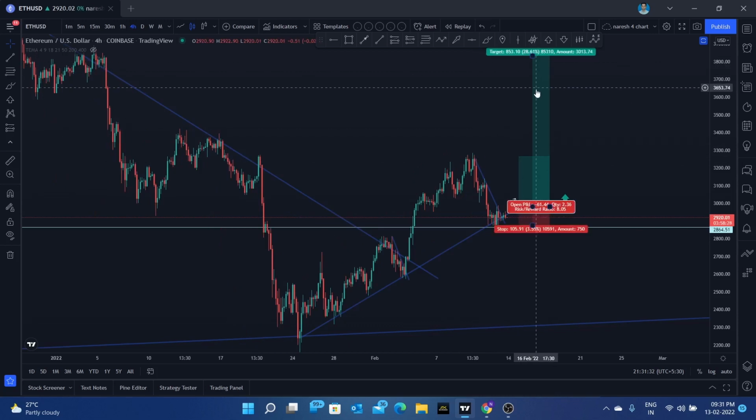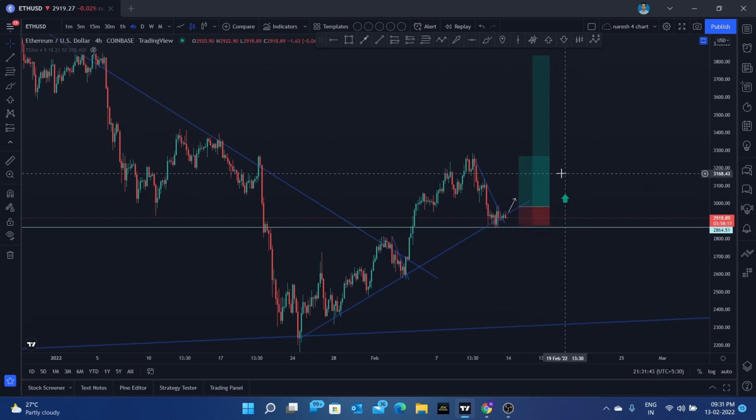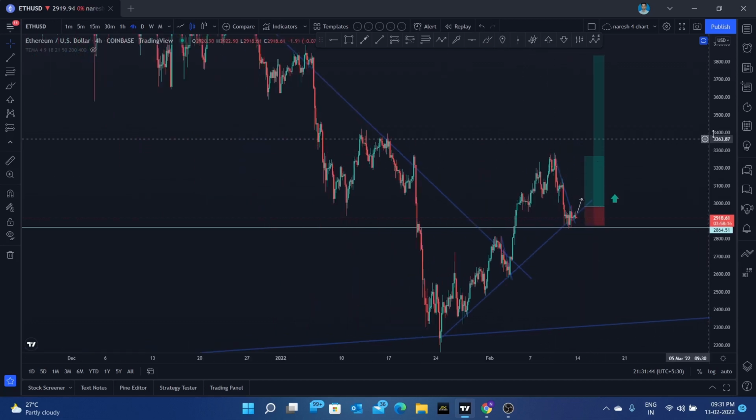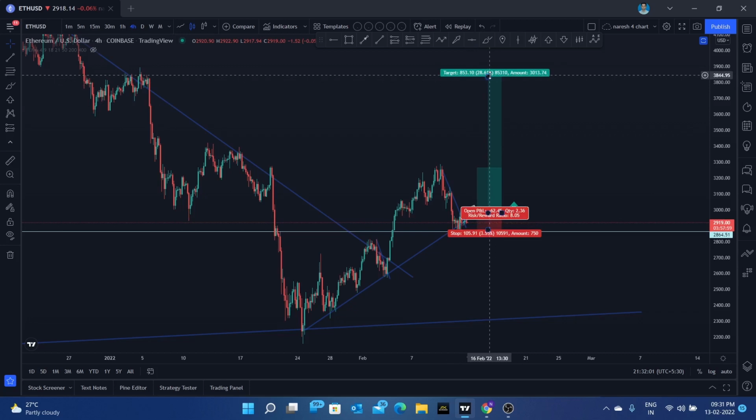See the potential of this trade. It is having 1 is to 8 for the second target, and the first target would be 1 is to 2.6. So this would be for Ethereum, guys. I am looking bullish on Ethereum right now, because this trend is up and the price is also taking support on this trend line. So if it is breaking up, you can go for long entries in Ethereum, guys, and this would be your first target, and this would be your second target.